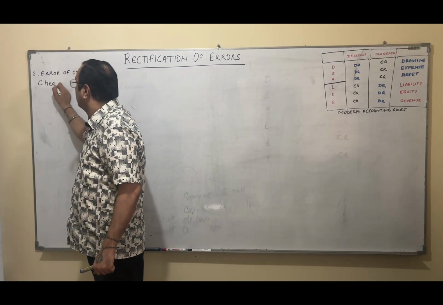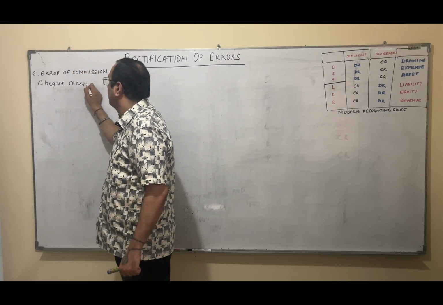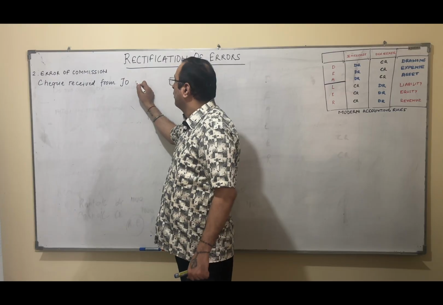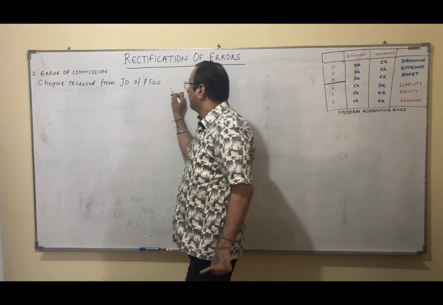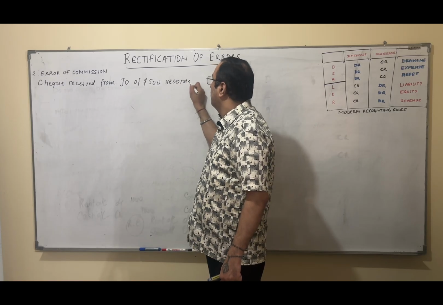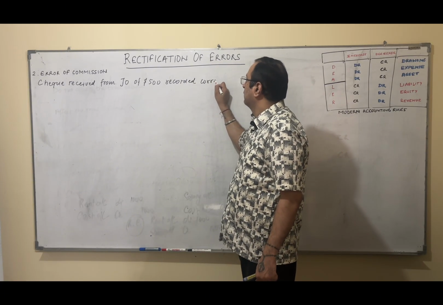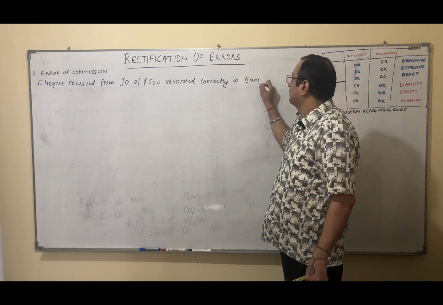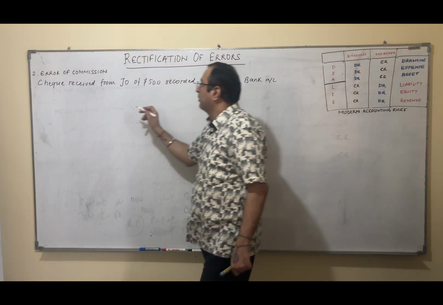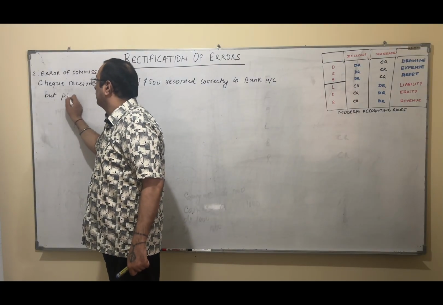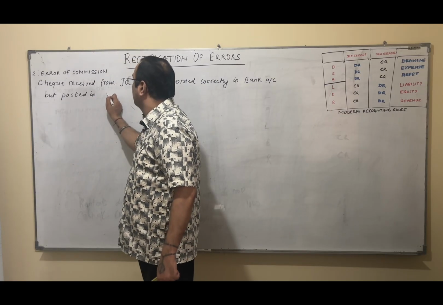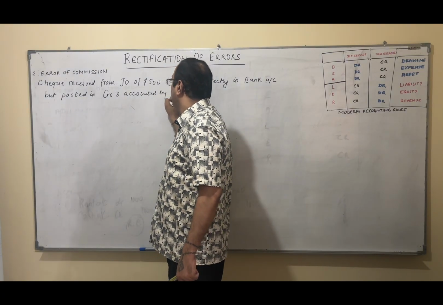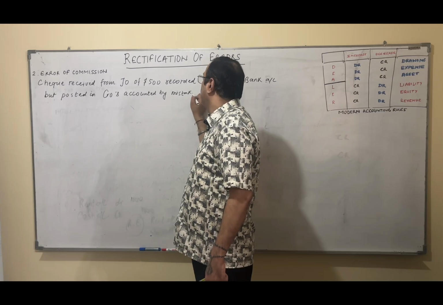Check received from Joe of say $500 recorded correctly in bank account but posted in Go's account by mistake. We can simply see the mistake.